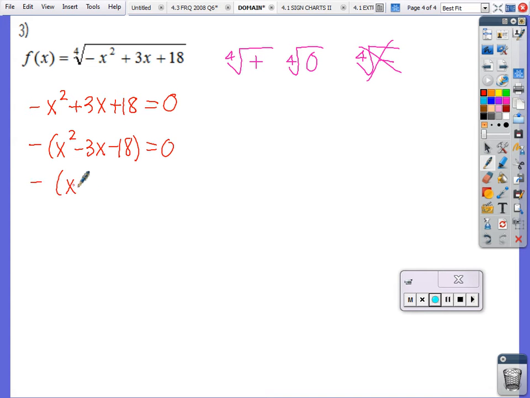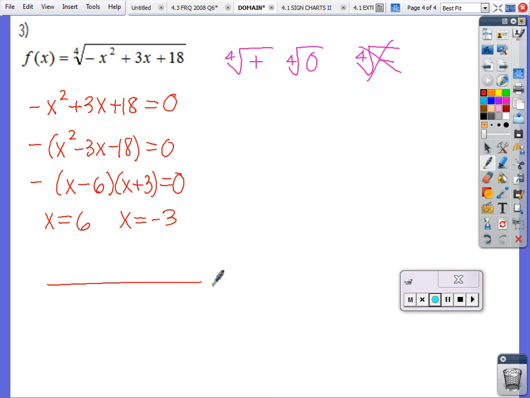And I'm going to factor this to be minus 6 plus 3. So I get x equals 6 and x equals negative 3. So those are my zeros. Now, I want you to be very, very careful. Most people got this confused. Yes, that negative is still part of the sign chart. So I'm going to use that part to make my sign.